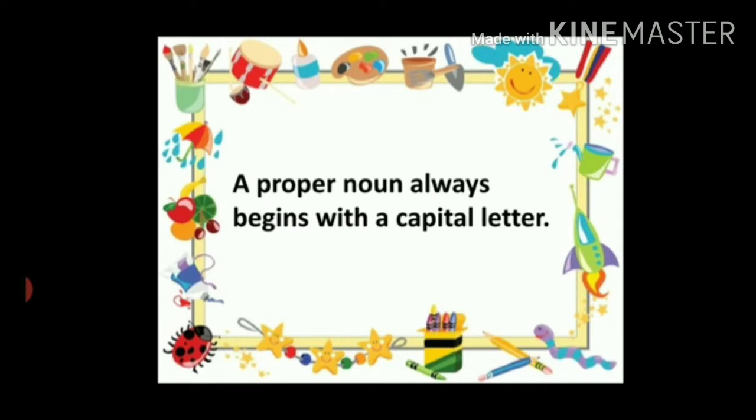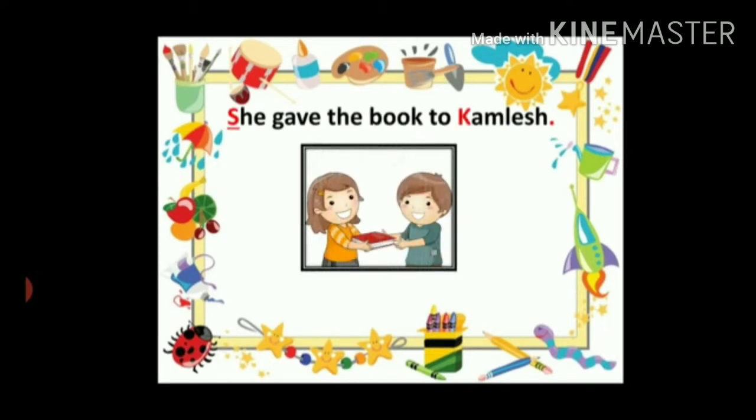Now the next rule is, a proper noun always begins with a capital letter. Now let's see its example. She gave the book to Kamlesh. Here the word Kamlesh is a proper noun as it is the name of a person. Here the name can be of a month, day, places, statues, flowers, fruits and so on. It can be any name, but it should be a proper noun.